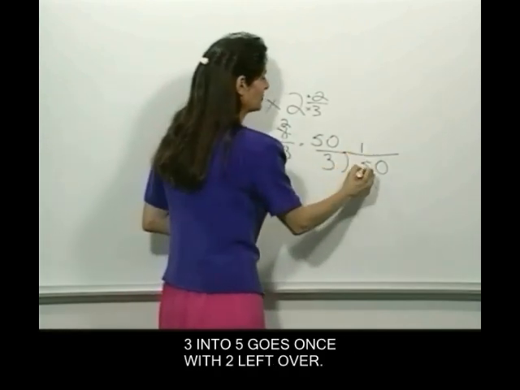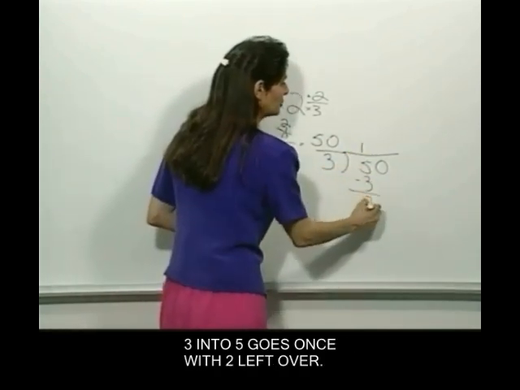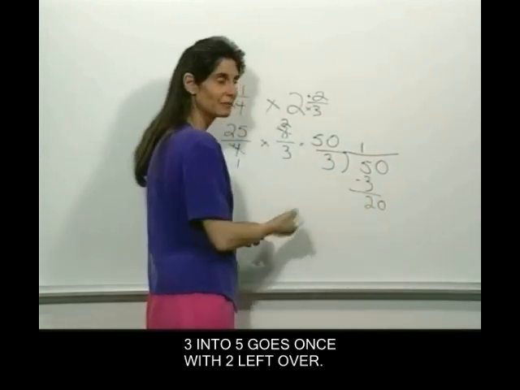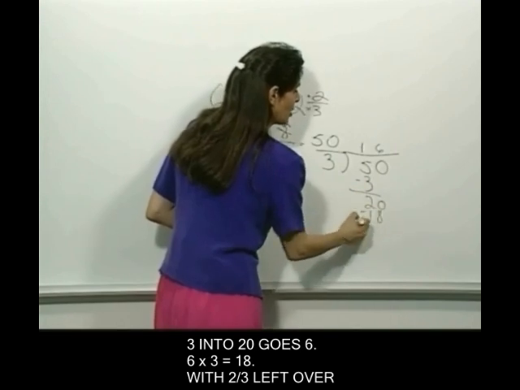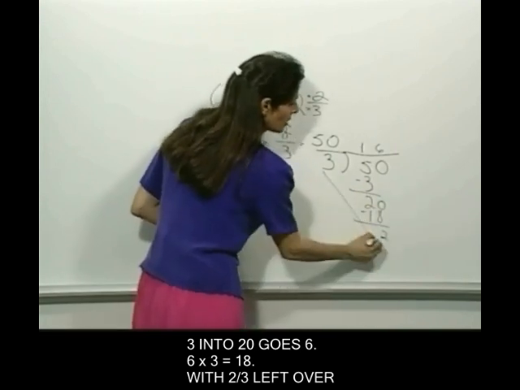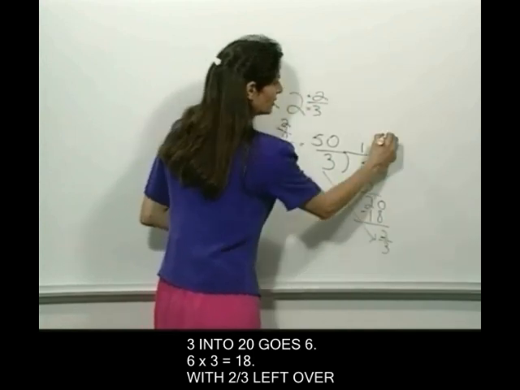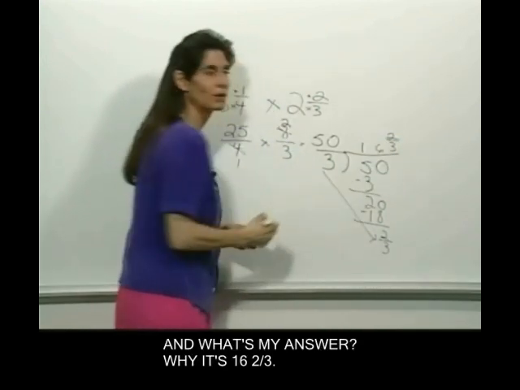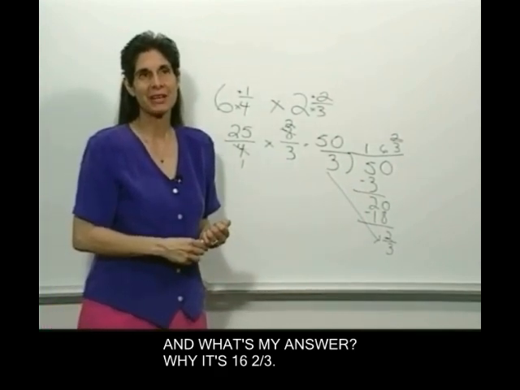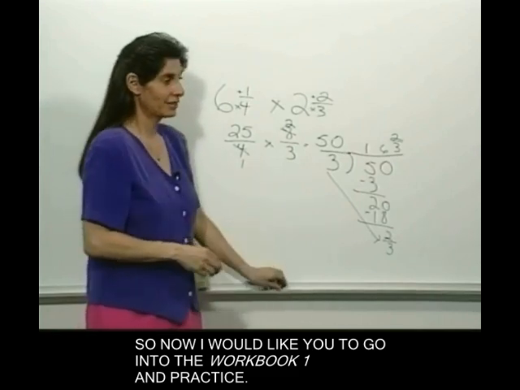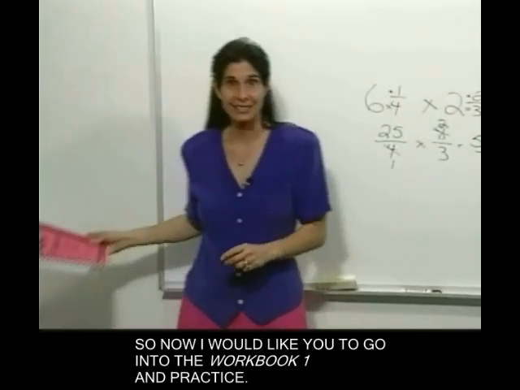3 into 5 goes once, with 2 left over. 3 into 20 goes 6. 6 times 3 is 18, with 2/3 left over. And what's my answer? Why, it's 16 2/3.